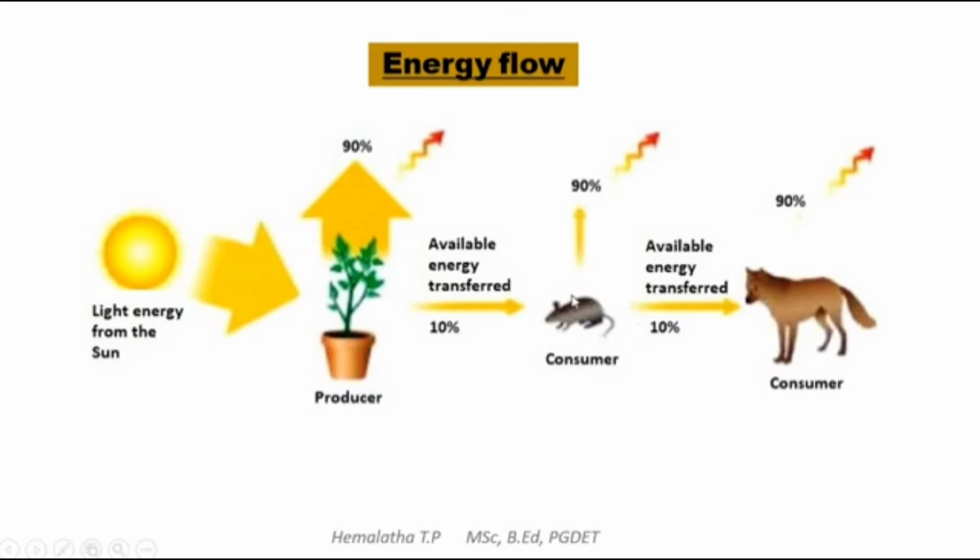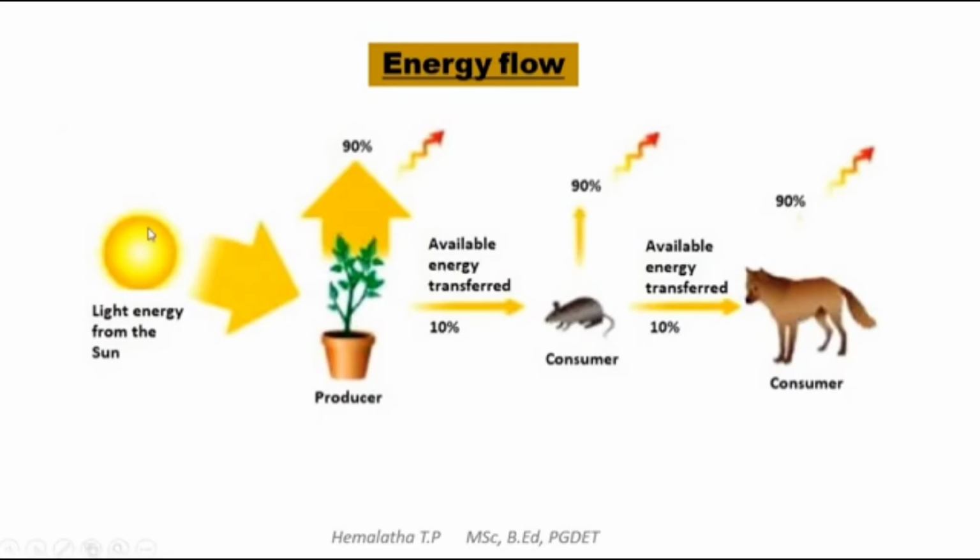The consumers who feed directly on the plants are called primary consumers. And when it comes to the next consumer, they are called secondary consumers. So here the rat is the primary consumer and the fox is the secondary consumer. So this is how the energy travels in one direction. The energy flow will always be unidirectional. It cannot be in two directions. From the sun it comes to the producer, from the producer it goes to the consumer, and next it keeps on moving.